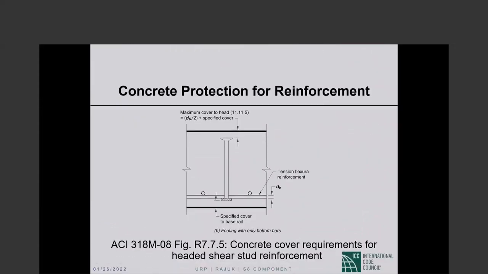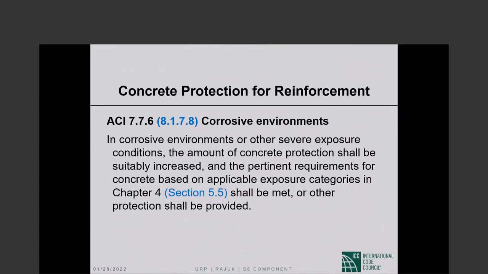This I will let you read, the similar picture. The difference is there is only bottom bar in the second picture. Now, corrosive environment, definitely very, very important for many parts of Bangladesh. In corrosive environments or other severe exposure conditions, the amount of concrete protection shall be suitably increased. So we are saying that the values in that table shall be suitably increased. Obviously, it is not very specific.